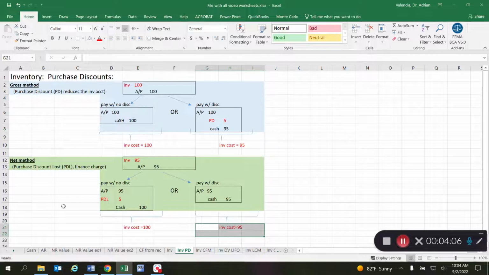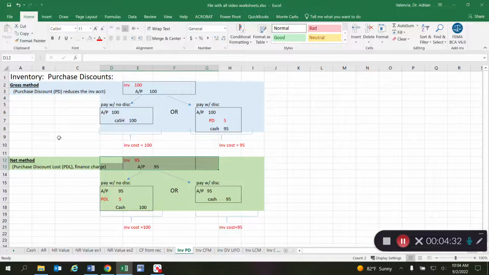So, why would some companies prefer the gross method over the net method? It's really just a company choice. Maybe you have a company that is normally taking advantage of the discounts. In general, it takes advantage of the discount. So for that kind of company, it might be more efficient to just record things at the net amount.